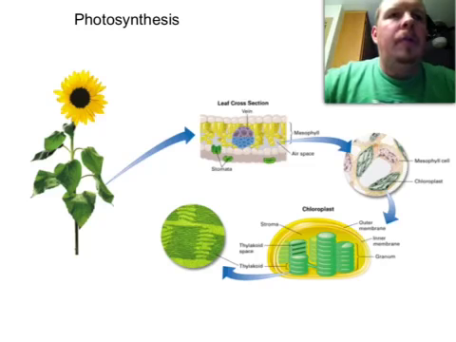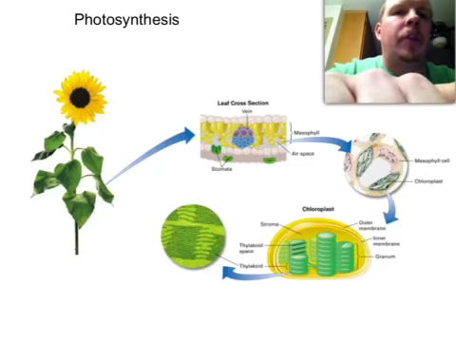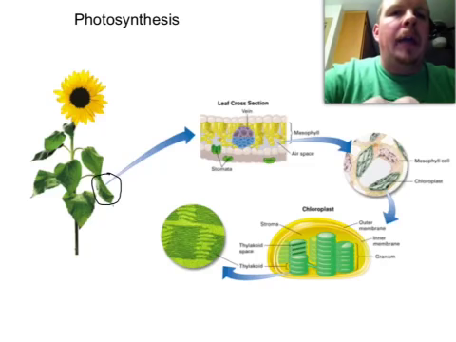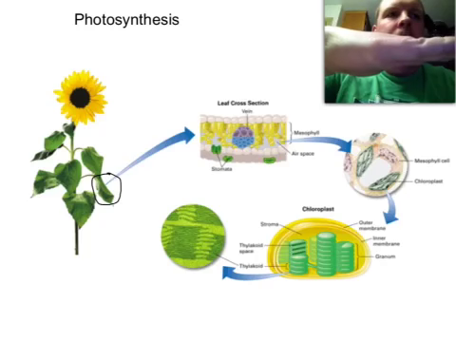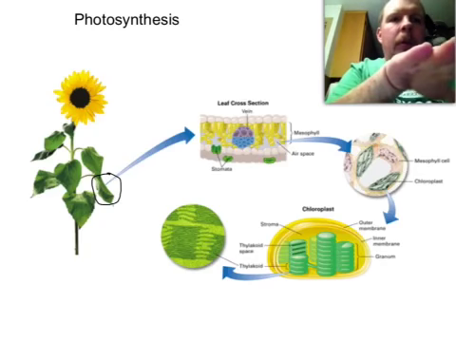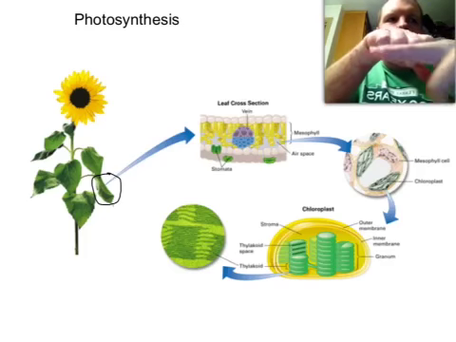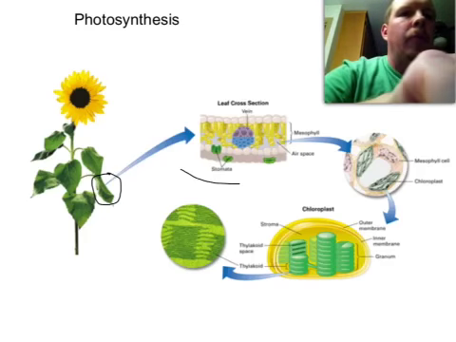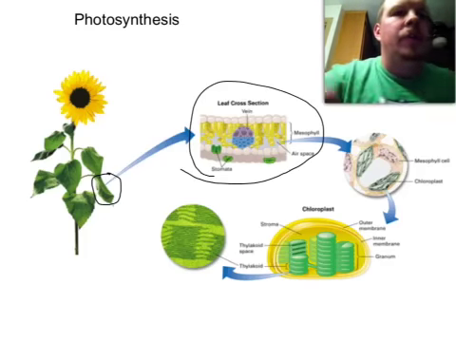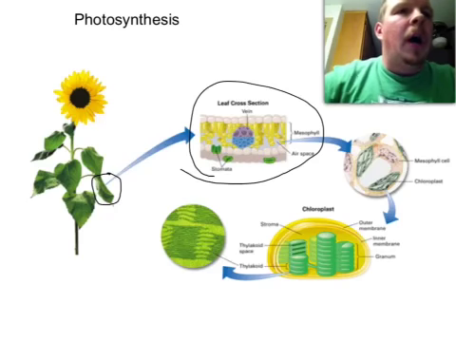Alright, so here's a nice overview picture of photosynthesis. It starts with a plant, and photosynthesis occurs in the leaves of the plant. So if you were to take this leaf right here and cut it in half and look at the side of it, that's what this is. So it's called a cross section.